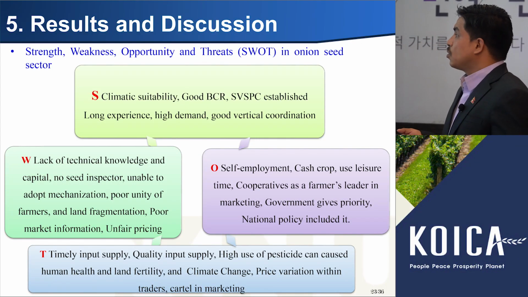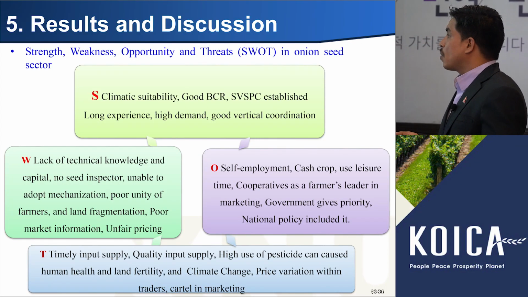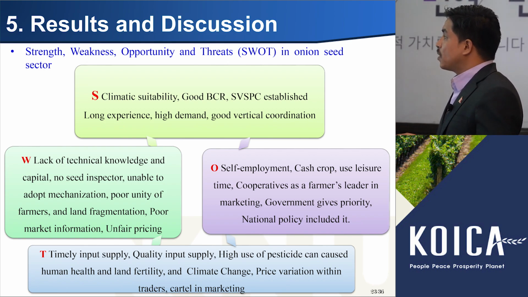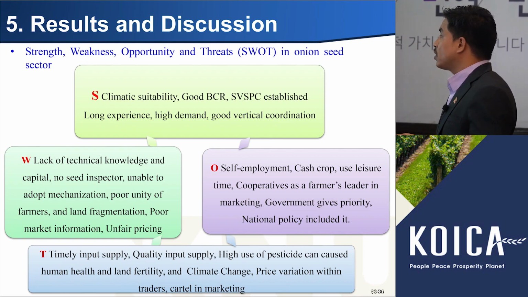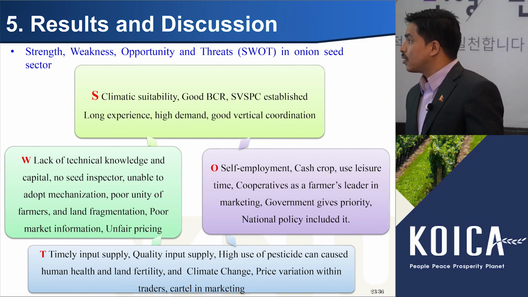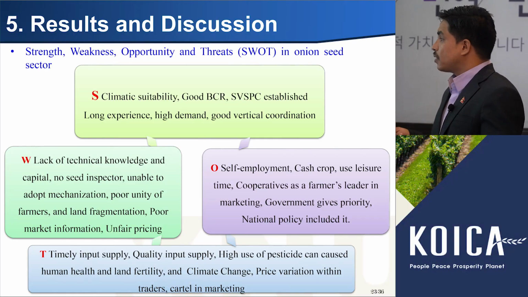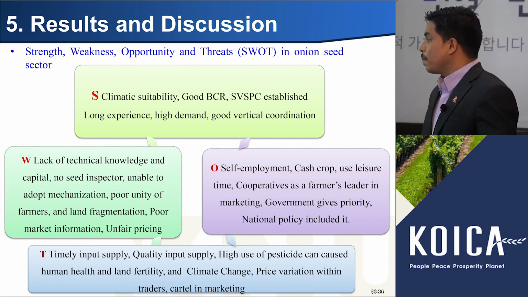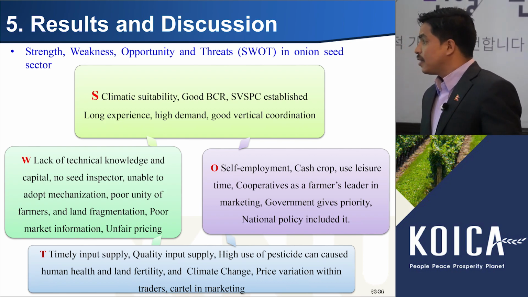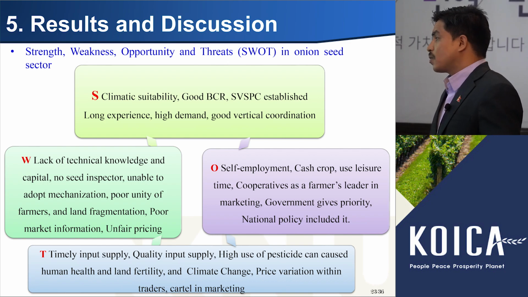The strengths of the enterprise are climate suitability, good benefit cost ratio, a subtropical vegetable seed production center established in this local area, long experience of farmers, high demand for seed, and good vertical coordination among the actors. The weaknesses of these sectors are the lack of technical knowledge and capital, no seed inspector in this study area, inability to adopt mechanization, poor unity of farmers, land fragmentation, poor marketing information, and unfair pricing.